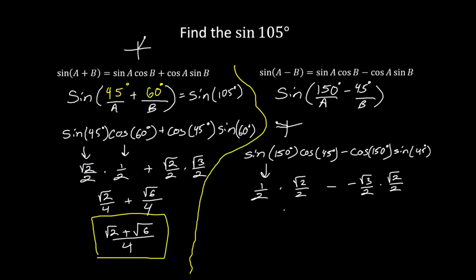1/2 times root 2 over 2 is root 2 over 4, minus a negative turns us into a positive. Multiplying those insides of the radicals, root 6 over 4, lo and behold, we end up with the exact same answer. So this is one way you can use those sum and difference formulas to solve types of problems. Let's take a look at another type of problem we can do.